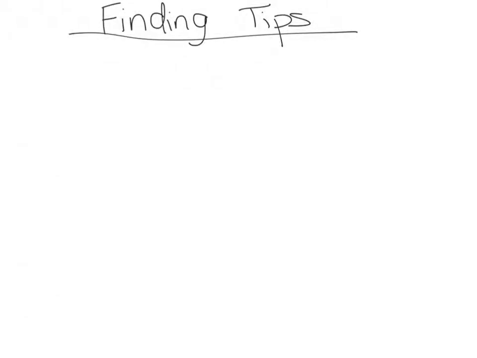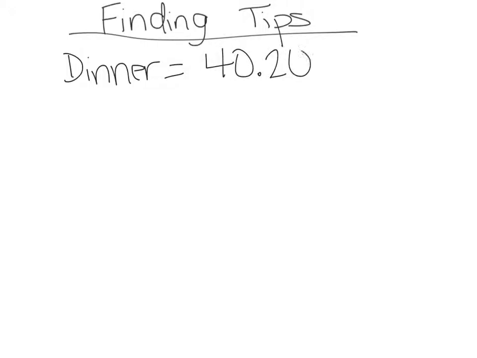When you go out to a restaurant or need to leave a tip for somebody, you need to be able to calculate that. So I'm going to show you how to find tips and how to calculate tips just on their own. So if we went out to dinner and let's say our dinner costs $40.20.